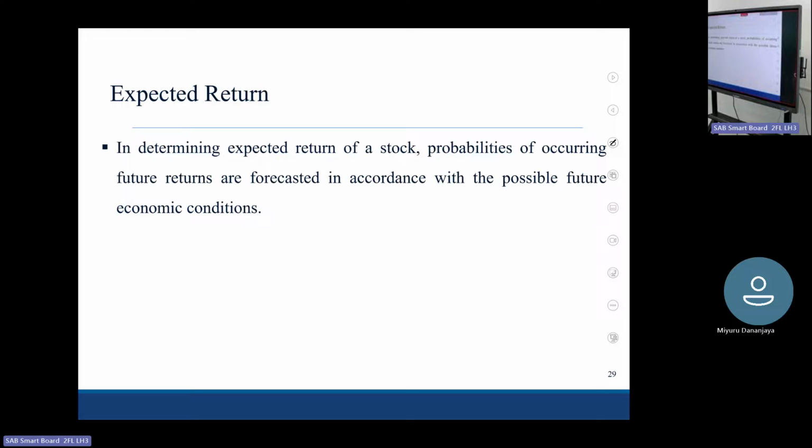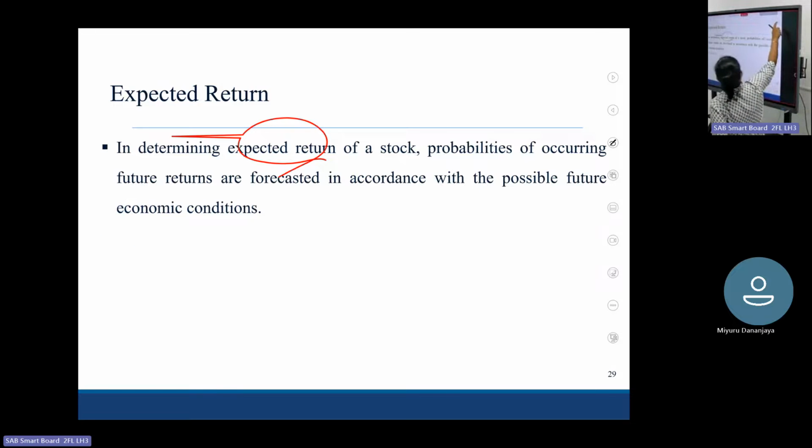So here, when we calculate the expected return, we have to deal with the probabilities of happening. If these economic conditions occurred, this is the forecasted return. If the economic condition is the worst, this is the forecasted return. Likewise, you have to identify all possible economic conditions, the probabilities of these conditions happening, and the forecasted return under each condition to estimate the expected return. You are provided all this information, and based on the forecasted returns you have to calculate the expected return.